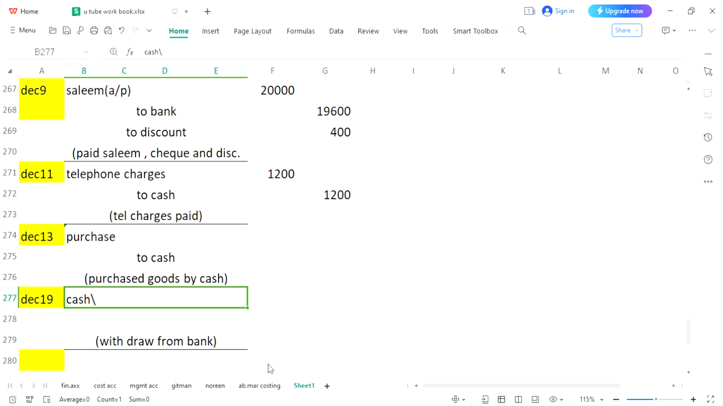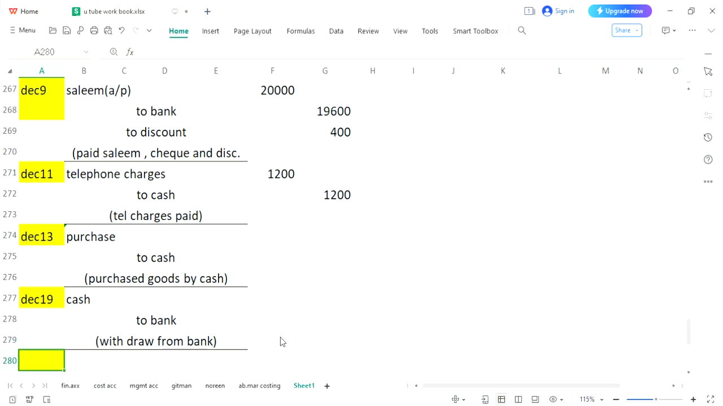When you draw an amount from your bank, what will happen? The amount present in your bank account would be decreased. Bank is your asset. Asset would be decreased. A decrease in asset should be credited. So you will mention the name of the bank on the credit side. Withdraw from bank, cash to bank.